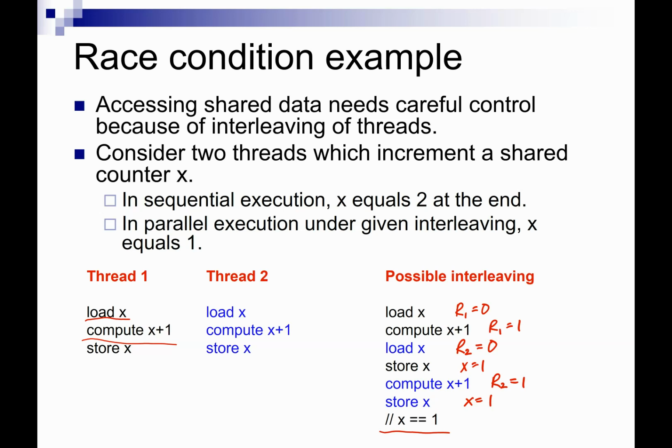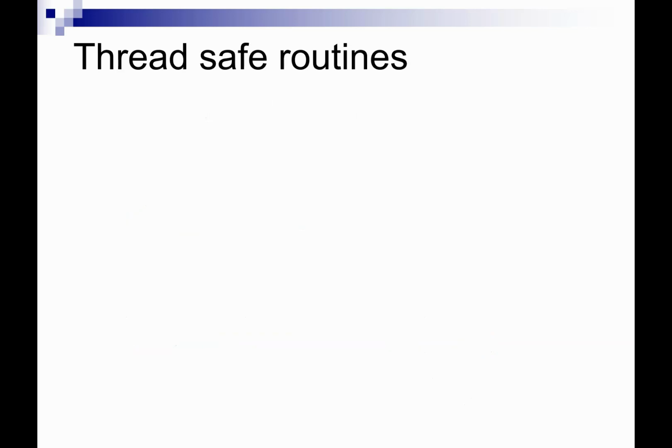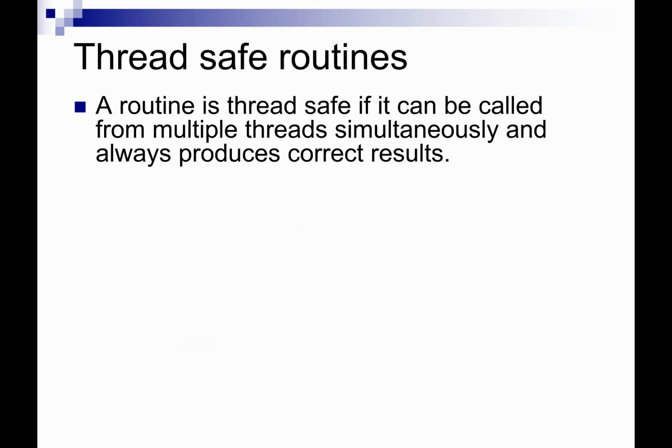Okay, but this is incorrect, because intuitively what we wanted to happen was that since you have two threads doing two increments, we wanted the value of x to be equal to 2 at the end. Okay, so this is an example of a race condition where the program behaves incorrectly in certain interleavings. Okay, so then how do we deal with this situation?